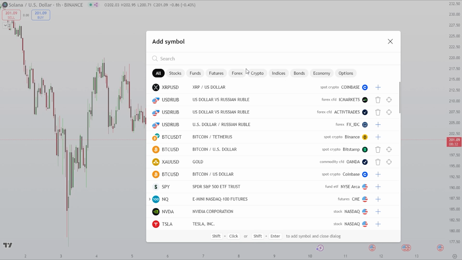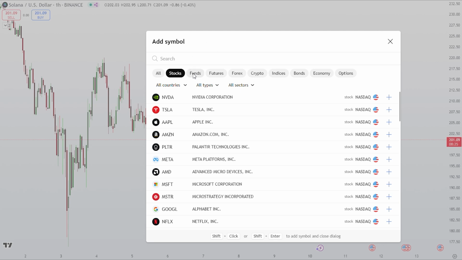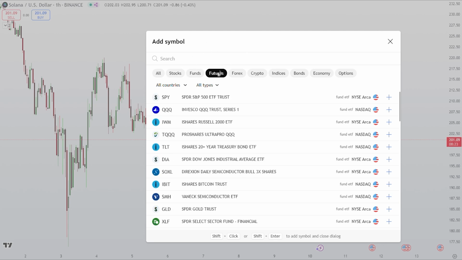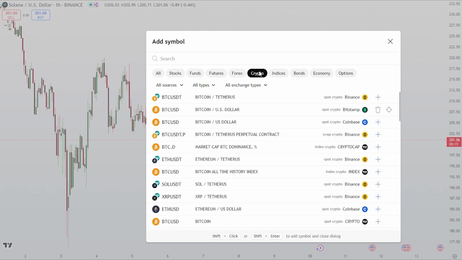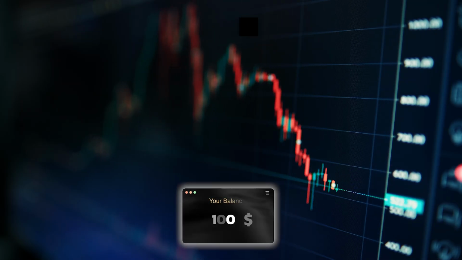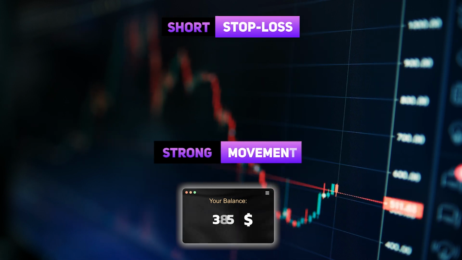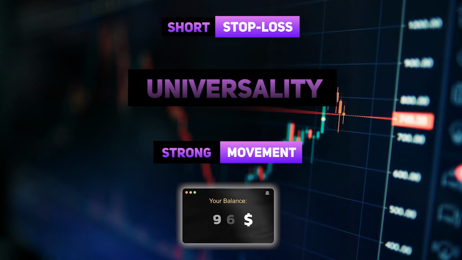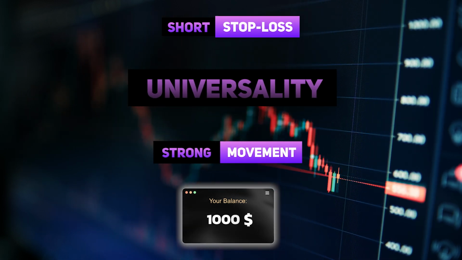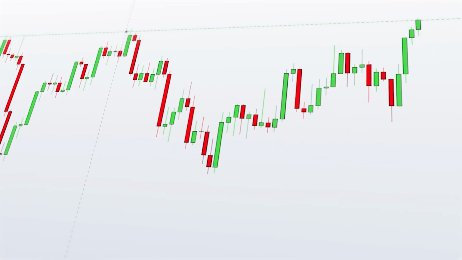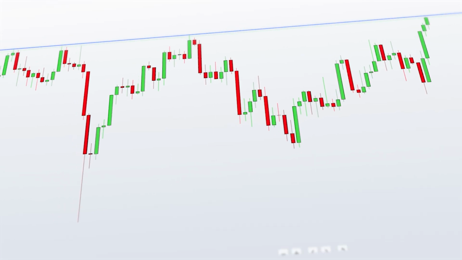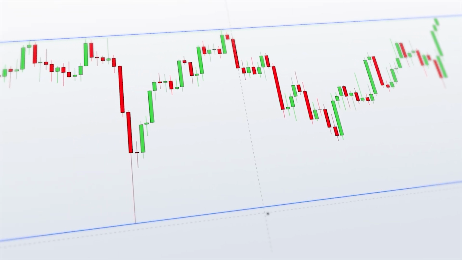The third thing is versatility. This strategy works on all markets, be it Forex, cryptocurrency, stock market, or even commodity assets. The breakout principle remains unchanged, and it can be used in different conditions. Thanks to the short stop loss, strong movements after the breakout, and its versatility, this strategy is perfect for acceleration of small deposits. Now, let's look at the specific entry algorithm for this strategy so that you can put it into practice. First, we need to find strong levels.